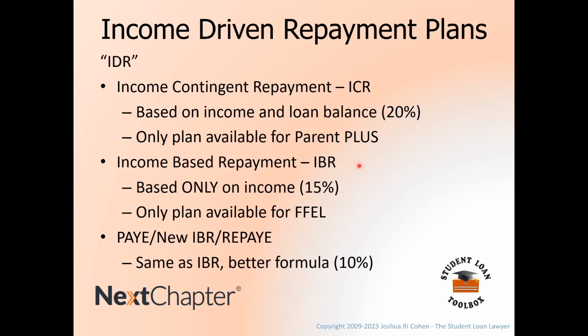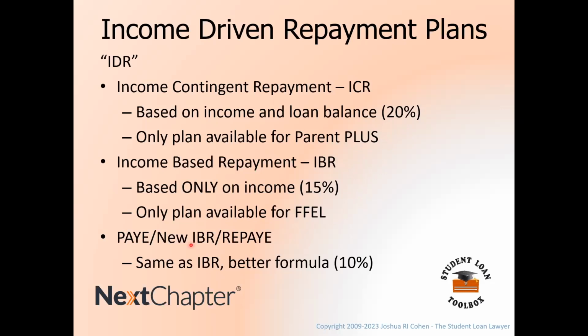Then in 2009, we saw income-based repayment come out. This is based only on income and family size. It's a 15% formula, so it's always better than, 99% of the time better than ICR. This is the only plan available for FFEL loans. If you want something better, gotta consolidate.